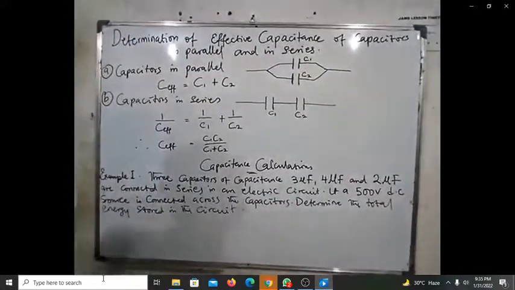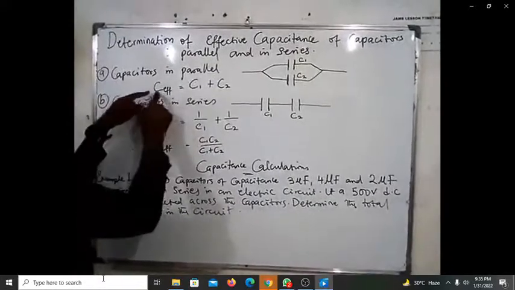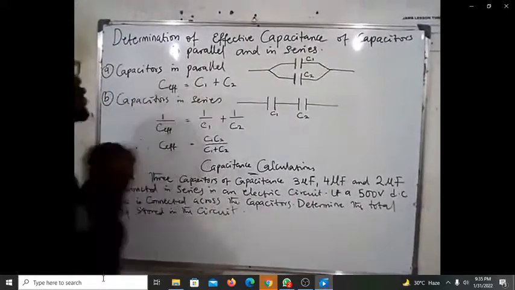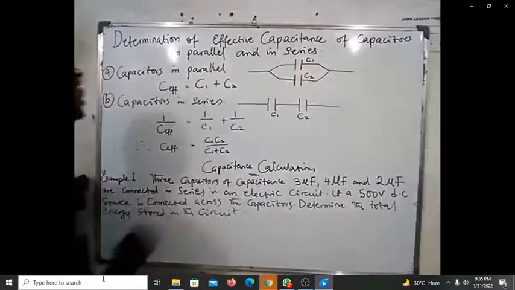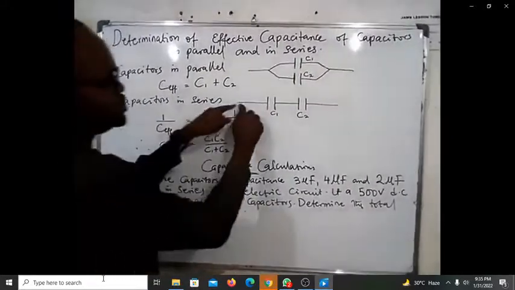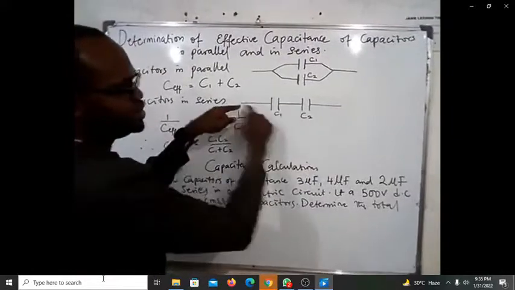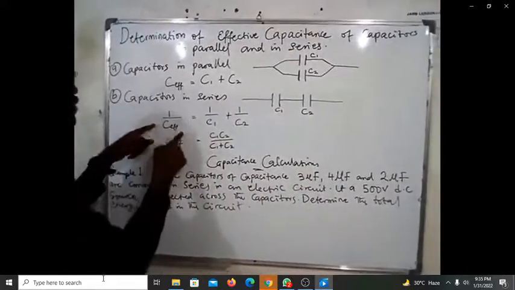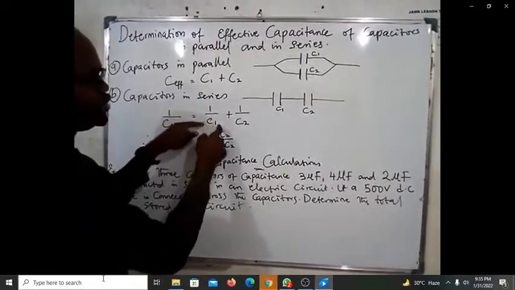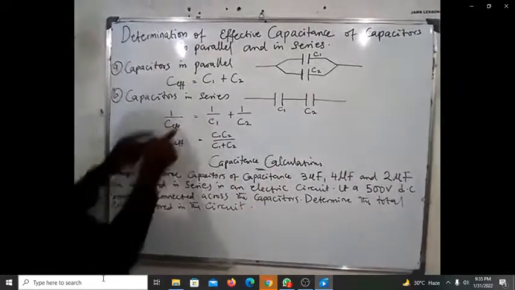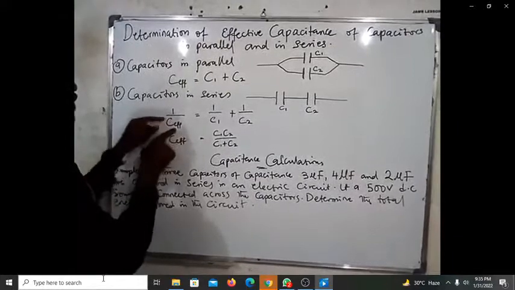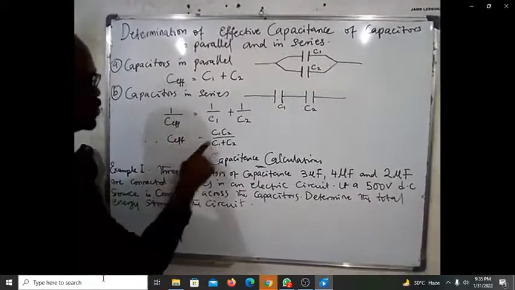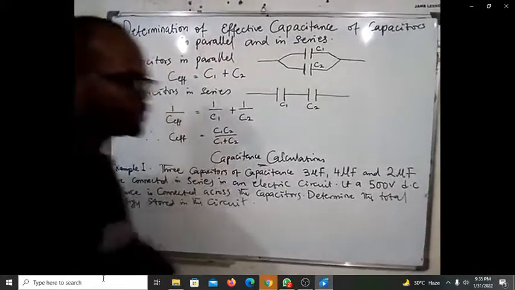So for parallel connection, you have effective capacitance equal to C1 plus C2. But when we have a series connection, this sort of connection, C1 and C2, we have 1 over effective capacitance equal to 1 over C1 plus 1 over C2. Making effective capacitance the subject of the formula, you have effective capacitance equal to C1 C2 all over C1 plus C2.